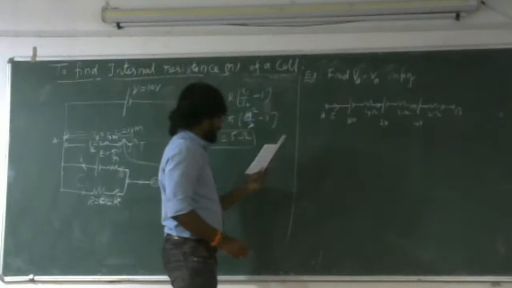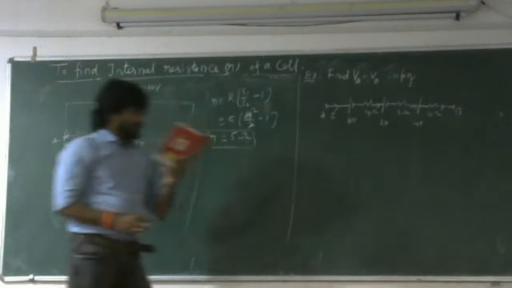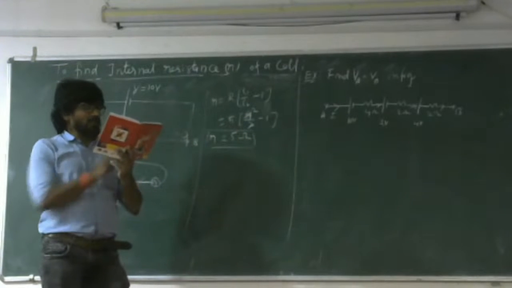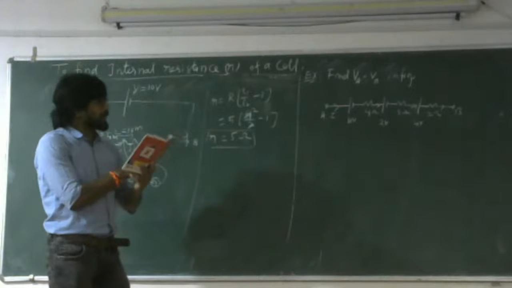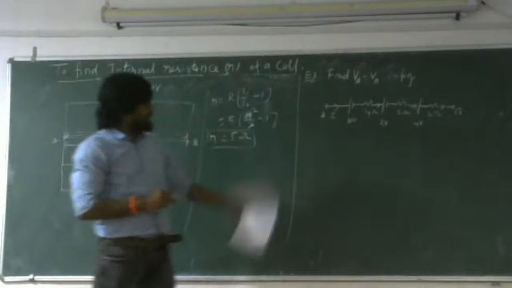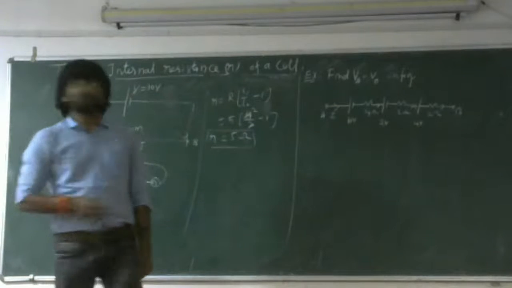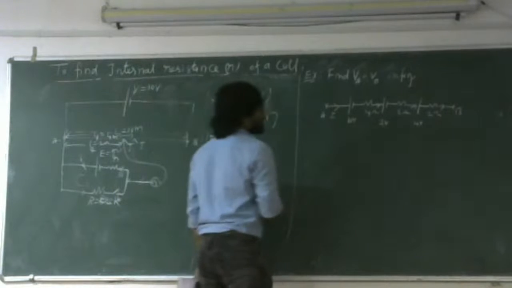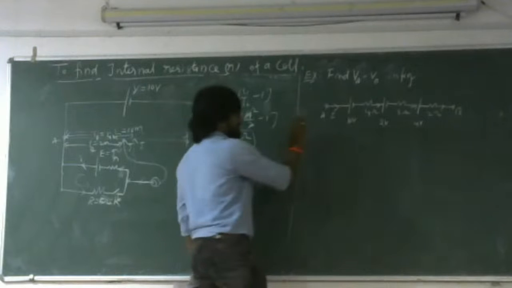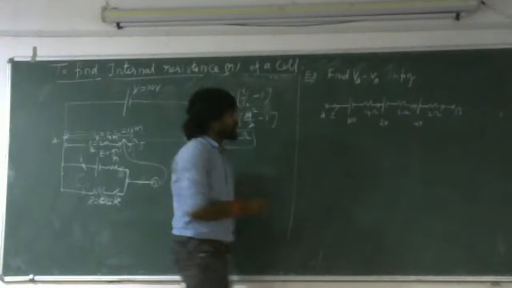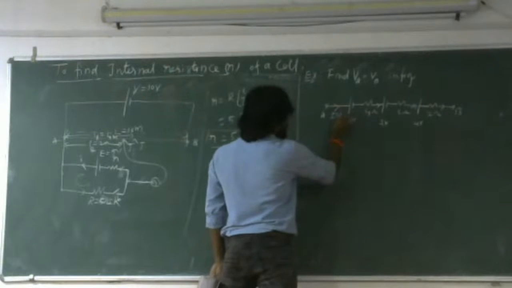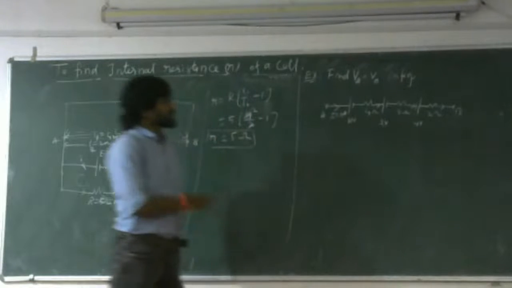They are asked to find what? They are asked to find VA minus VB. Current is given as I only. It can be given some numerical value. If the numerical value is given, you can take it. Otherwise, you can take it as I only. Okay, let me give you a numerical value: 1 ampere is flowing. So what is VA minus VB?